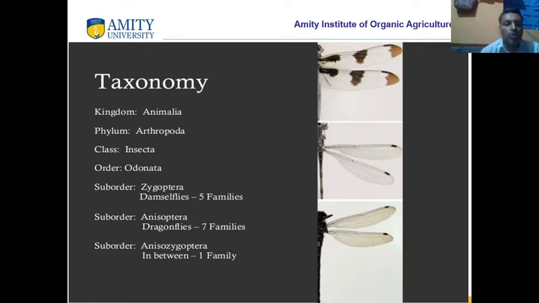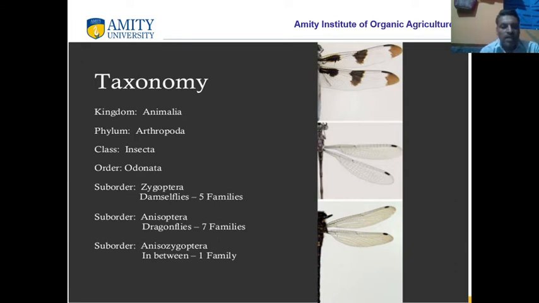This is the taxonomic position or classification. Kingdom is Animalia, phylum is Arthropoda, class Insecta, order Odonata. This order has three suborders. We must remember that they have three suborders. Number one is called Zygoptera. The best example is damselflies. Zygoptera has five families.